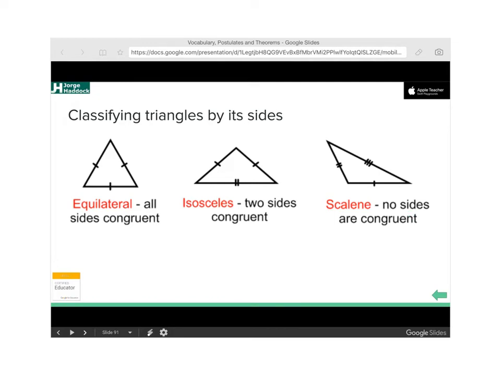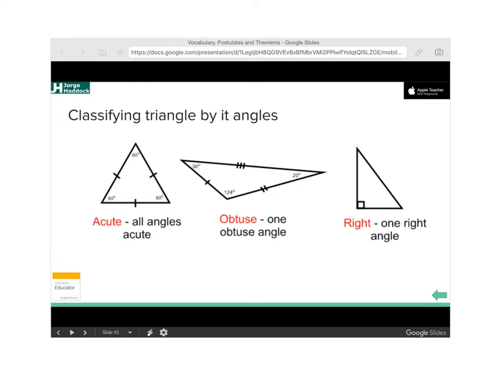Right? My second type of classification is by its angle. By its angle, right? And the first one is an acute triangle. Right? An acute triangle is a triangle that has all its angles acute. It can be 60, 60, 60, or any type of angle that all of them are less than 90 degrees.